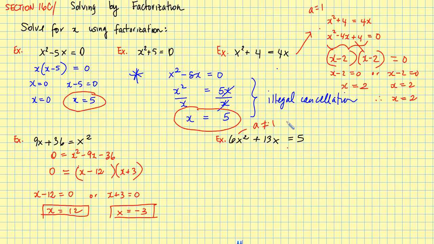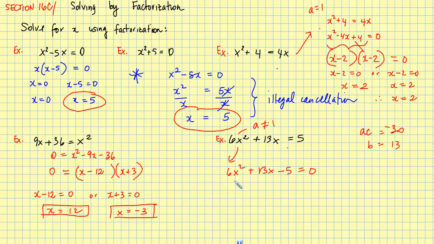First, I'm going to check to see if there's a common term I can remove. So 6 can be removed from 6. 6 cannot be removed from 13. And if I bring the 5 over to the left-hand side, 6 can't be removed from 5. So I'm going to use the splitting the middle term technique, where a times c has to equal 30, and my value of b equals 13. So I'll set up 6x squared plus 13x minus 5 equals 0, and the value of a times c has to equal negative 30.